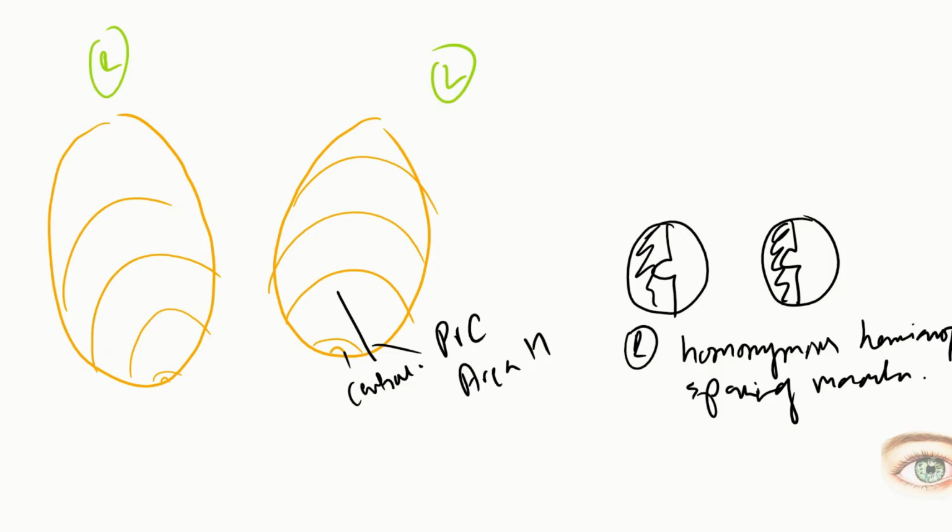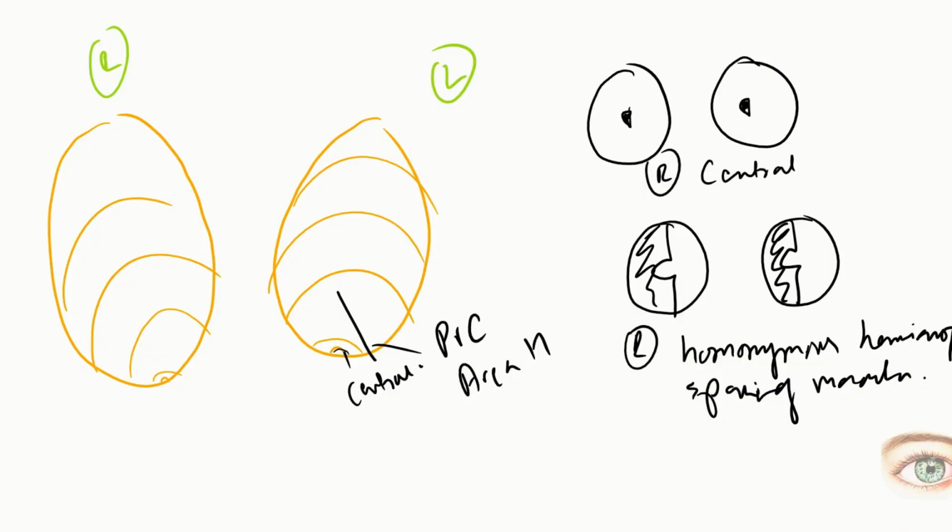Now, if a lesion occurs at this very point involving only the central macular area, it is going to cause a right central scotoma, right?